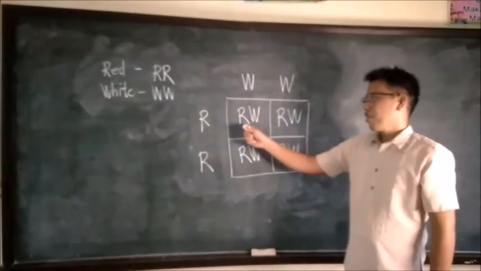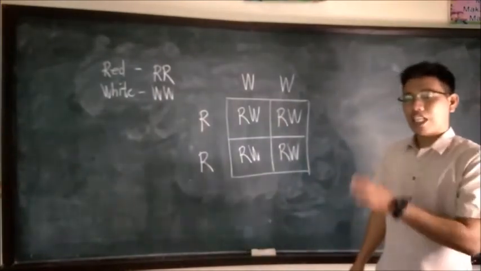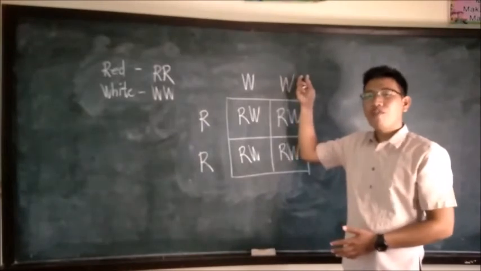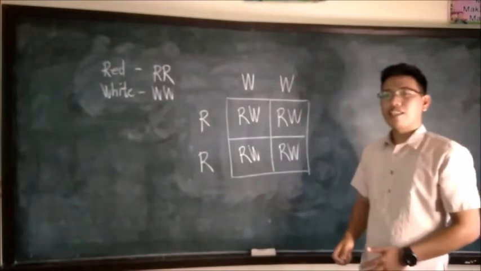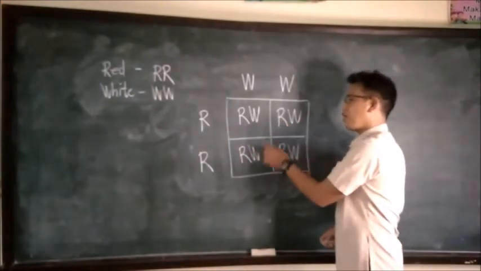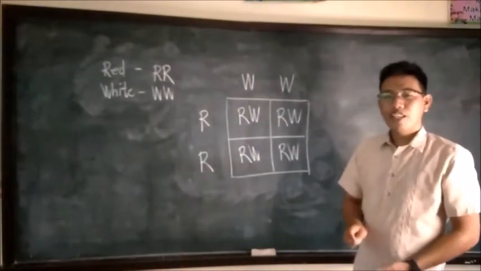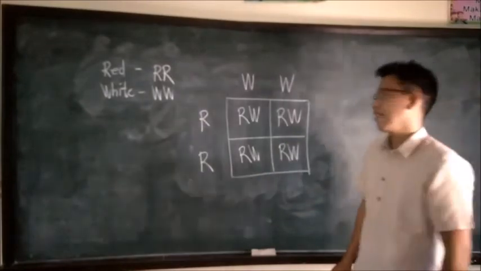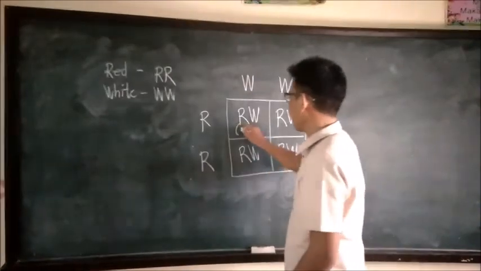So the red parent is homozygous. The white parent is homozygous. However, the offsprings of the red and the white 4 o'clock plant are heterozygous. We have RW, RW, RW, and RW. So you now identify the phenotype of the heterozygous 4 o'clock plant, which is pink, correct?